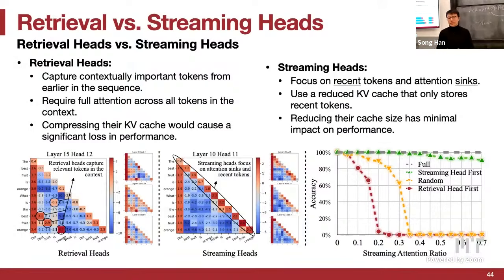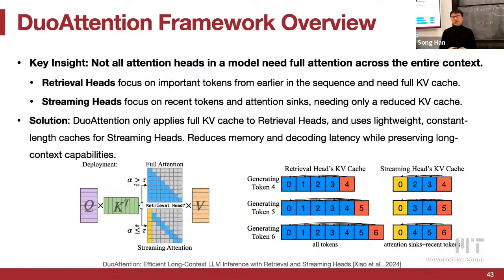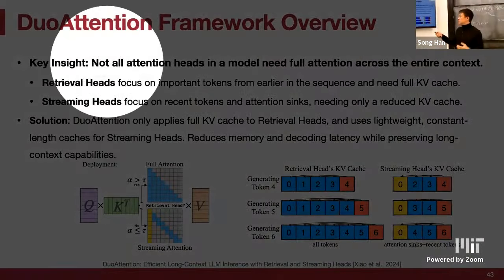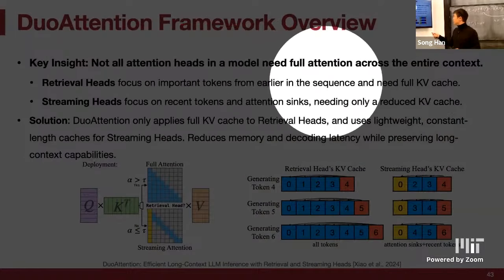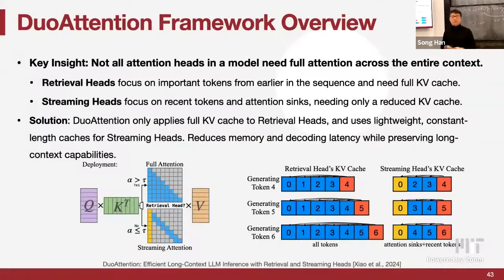So the insight is that not all the attention heads need to do full attention, attending to everything. We can categorize all the heads into two groups. One is the retrieval head, which is the original dense attention. It focuses on important tokens from earlier in the sequence. Basically, anything can attend to anything.